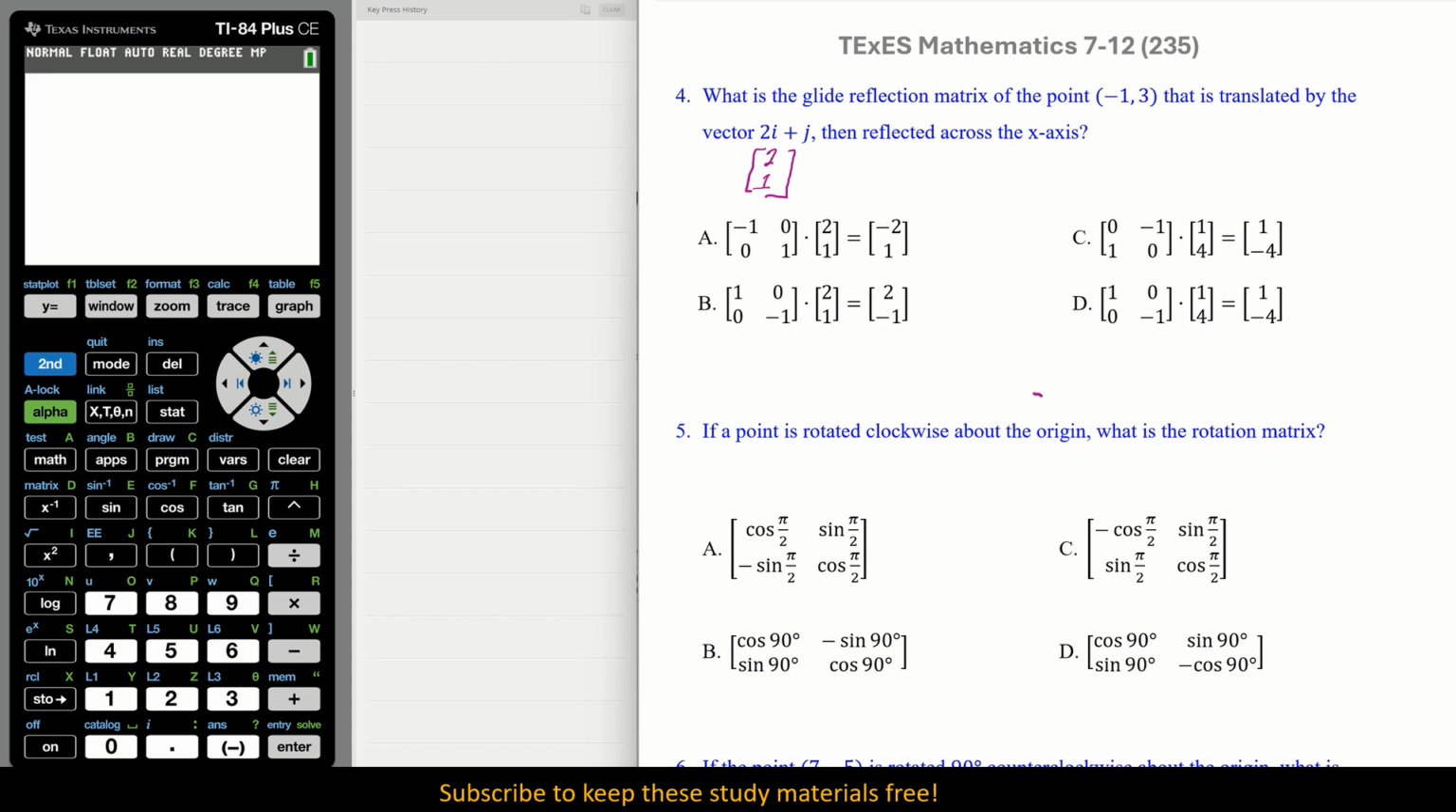So then we have that. We're going to add them together, but how do you do that? That means that you place the minus 1, 3 first, just for safety's sake. And then we will add those together. And I can see really quick that -1 plus 2 is 1, and 3 plus 1 is 4.